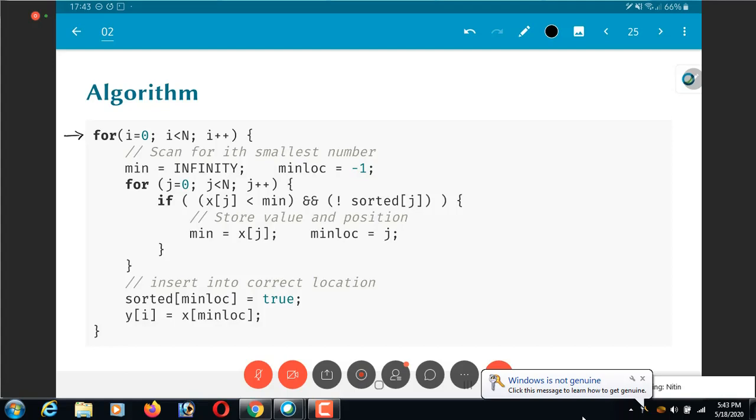But what I'm going to do is update the min value only if it has not already been sorted, right? That is to say, the value has not already been sorted. So sorted of j, I'm assuming, is some kind of an array or a set or a hash map, whatever you want it to be, which indicates a Boolean value about the jth input. Has the jth input already been sorted? If so, then skip over it, right? And if it has not been sorted and it turns out that this condition is satisfied, that is x of j is less than min, then update both the value and the location. And finally, insert it into the correct location. Okay. So these are the sequence of steps in the algorithm itself.